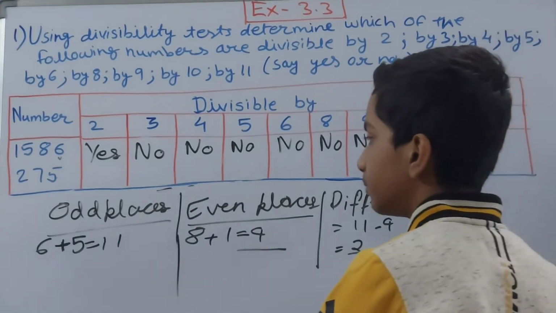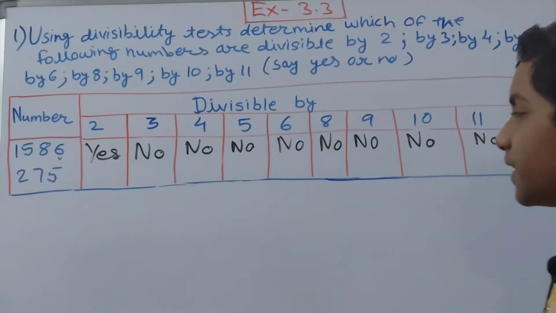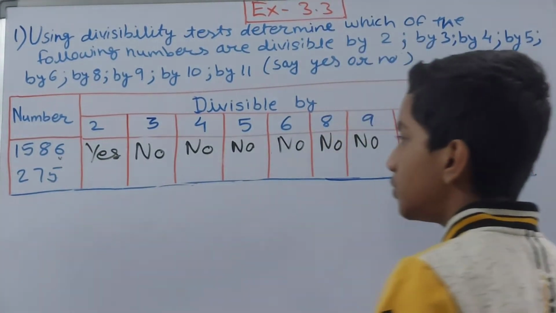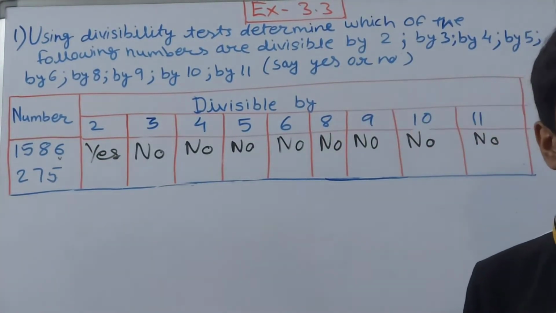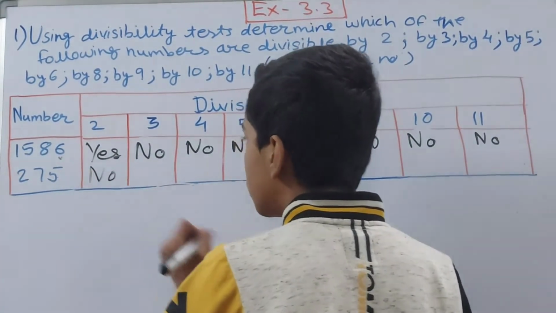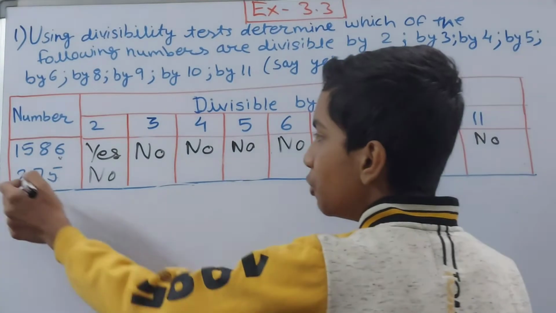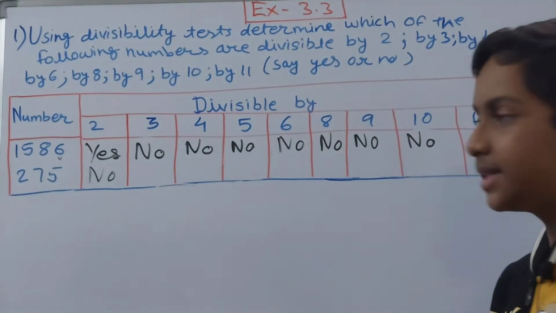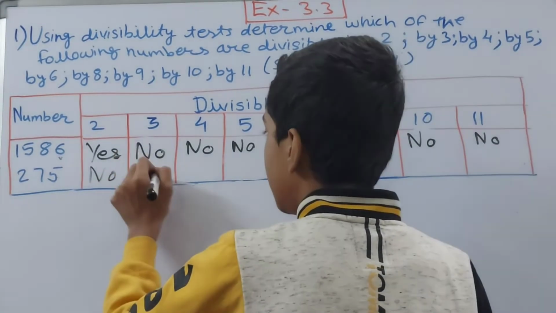Okay, next number 275. Again from 2, if we start, the digit at the ones place should be 0, 2, 4, 6, 8. Here we have 5, so it is not there, so that is no. For 3, add the digits. 2 plus 7 is 9, plus 5 is 14. 14 is not a multiple of 3, that means this number is not divisible by 3.